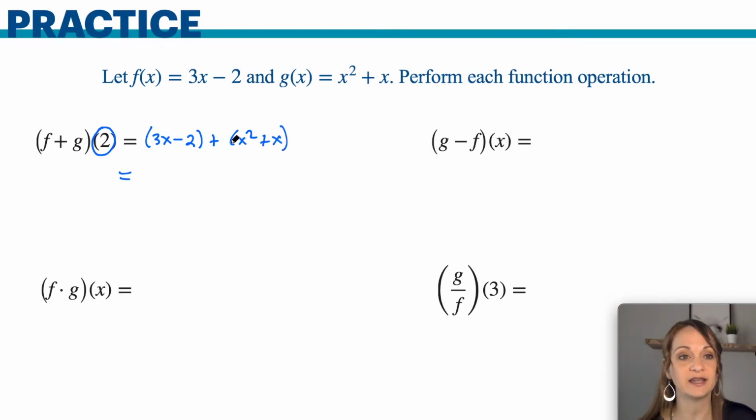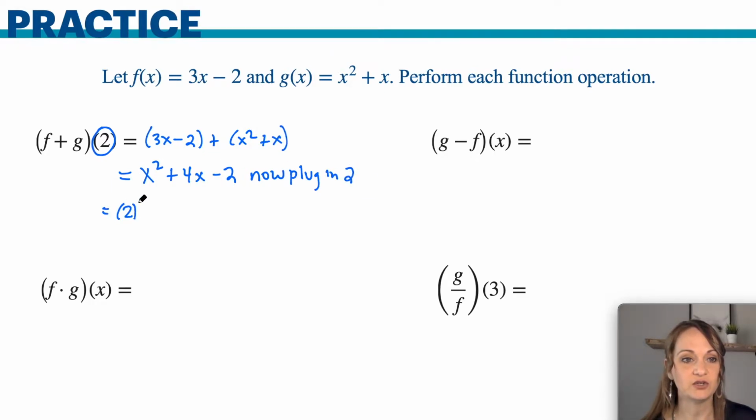I'm going to combine like terms. I have an x squared, I have 3x and an x, so I have 4x, and then I have a minus 2. Now I'm going to plug in 2. If I do that, I will get 2 squared plus 4 times 2 minus 2. So I'll get 4 plus 8, which is 12, minus 2 is 10.